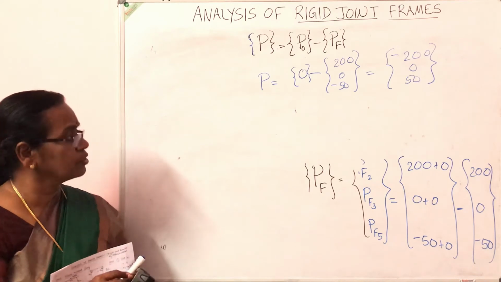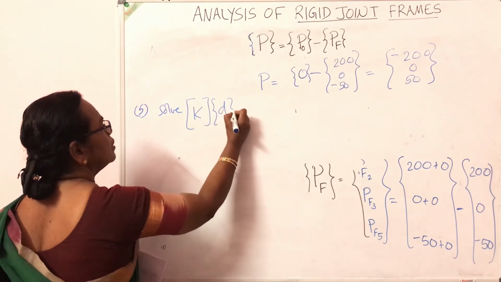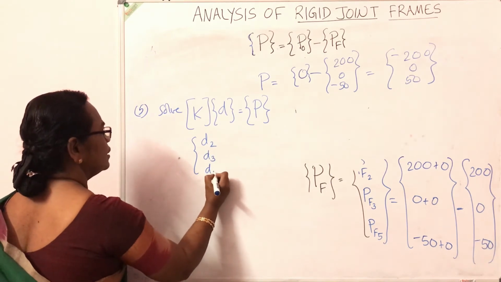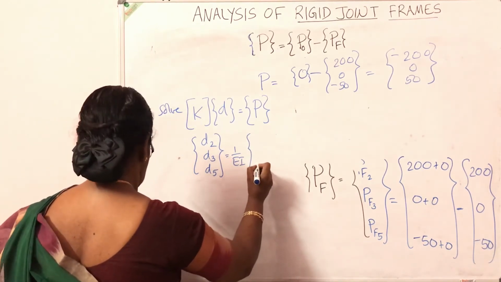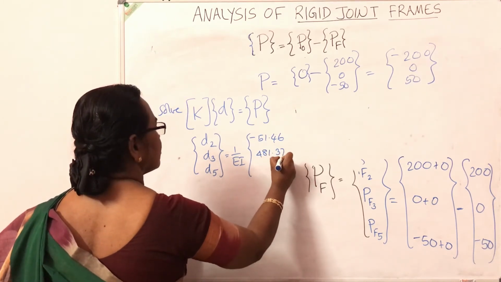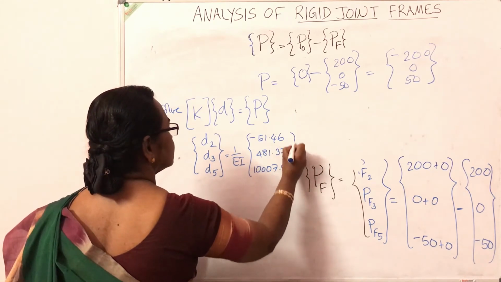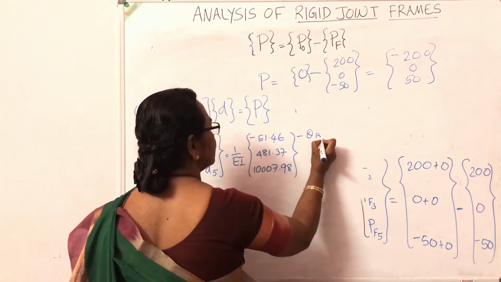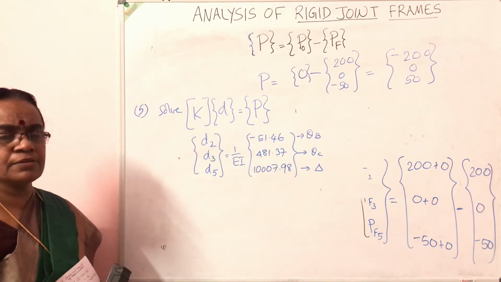The next step, the fifth step, is to solve the equation K into D equal to P. Solving, we will get D2, D3, D5. As you solve the 3 by 3 equations using the calculator, you will get the answers minus 51.46, 481.37, and 10,007.98. These are the displacement answers. This one corresponds to theta B, minus 51.46 by EI radians. This is theta C, and this is the sway displacement. These are the resulting displacement values we have got.